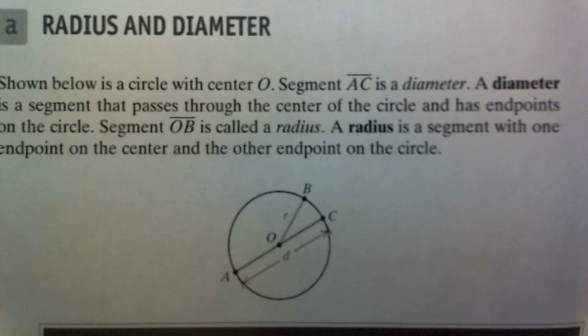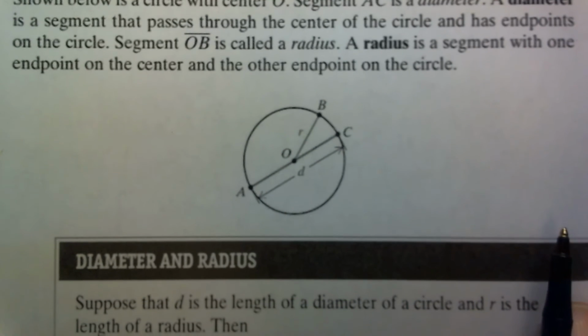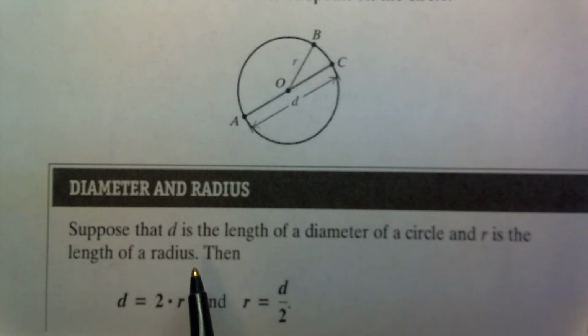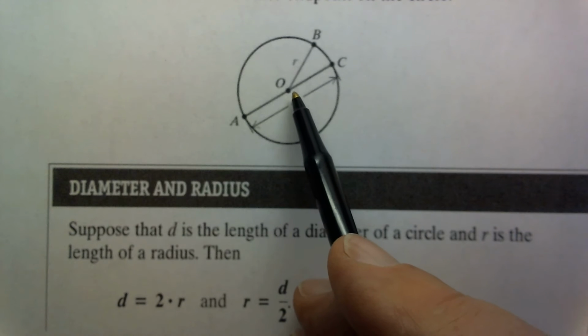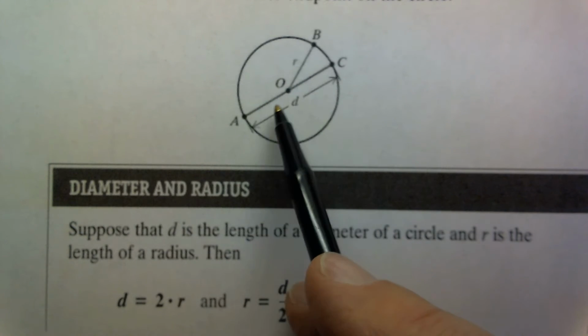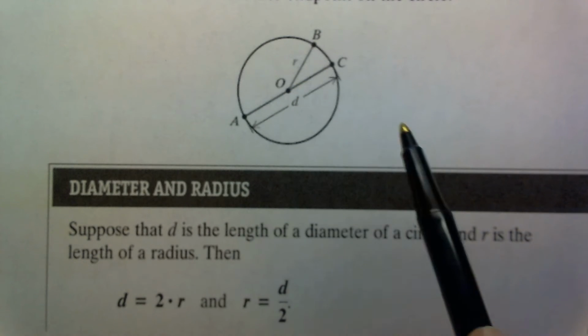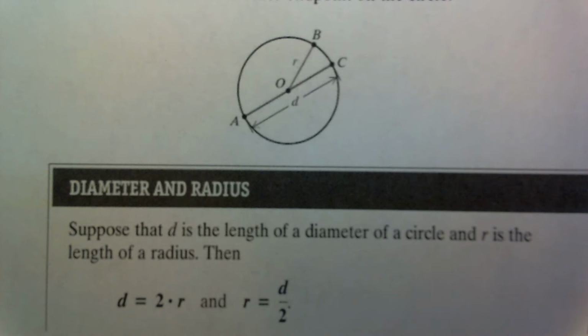Now, the relationship between diameter and radius is very simple. If the length d is the diameter of the circle and r is the length of the radius, then d equals 2 times r, or r is d divided by 2. Divide both sides of this equation by 2, to isolate r, and then r equals d divided by 2. Just from looking at it, it makes sense that the diameter is twice the radius, since the line AC goes through the center. So remember these formulas.